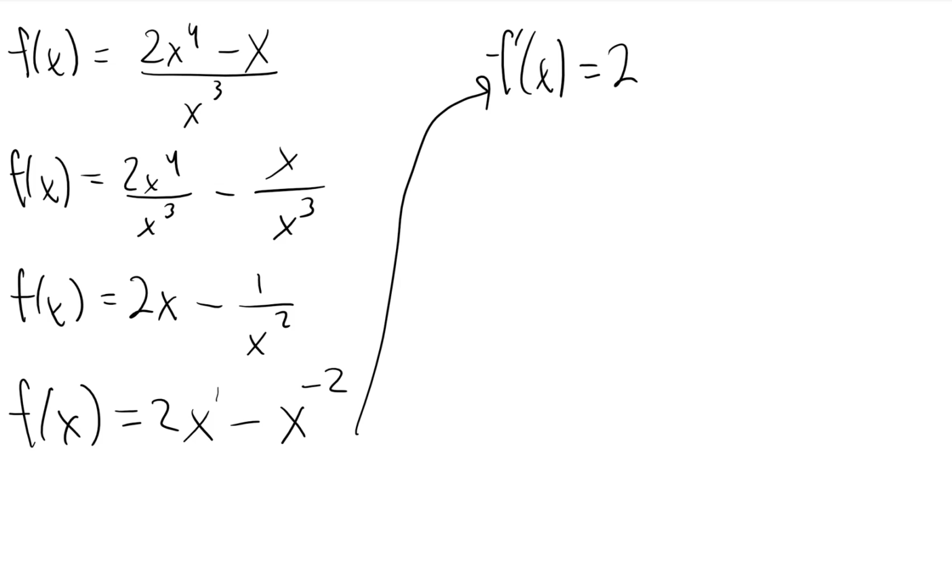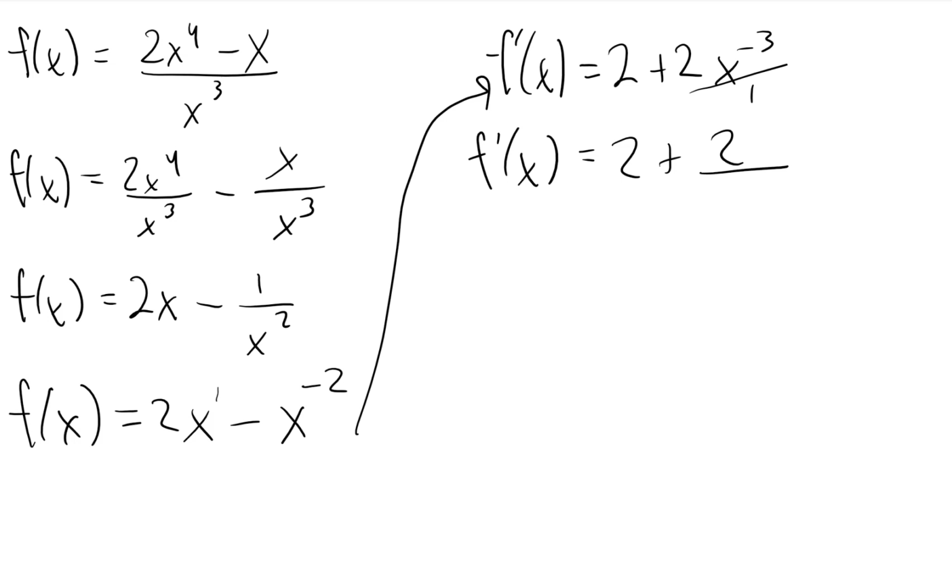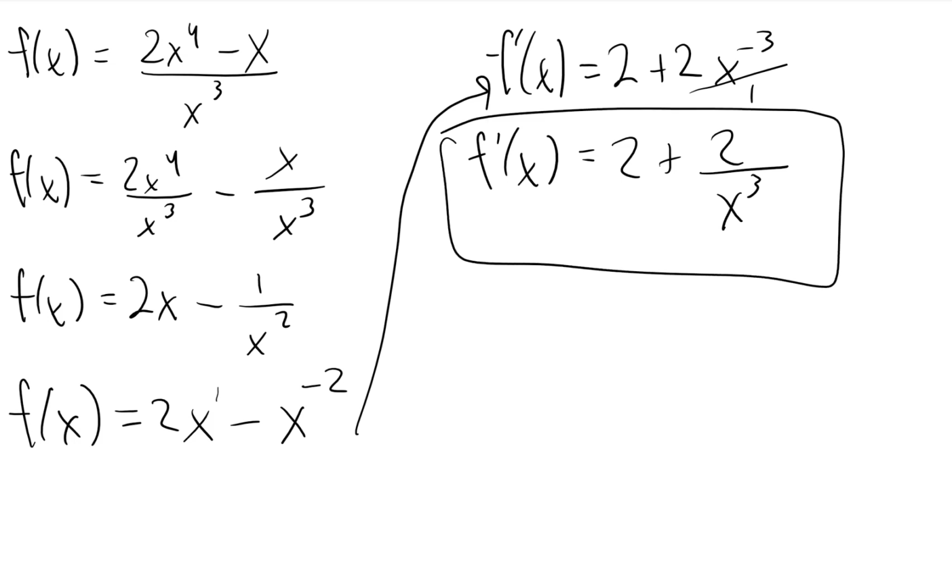Now if I bring the power down here and lower the power by 1, that looks like that. So there is our derivative. The only cleanup I would suggest is negative exponent is considered unsimplified. So x to the negative 3 in the numerator is like x to the positive 3 in the denominator. I would stop there.